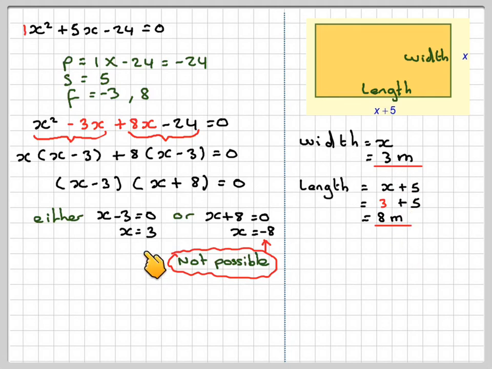Don't forget, it's not a matter of just finding x. You need to make sure you have answered the question. Also, make sure you discard and acknowledge that some of the solutions of the equation are not valid to the problem.